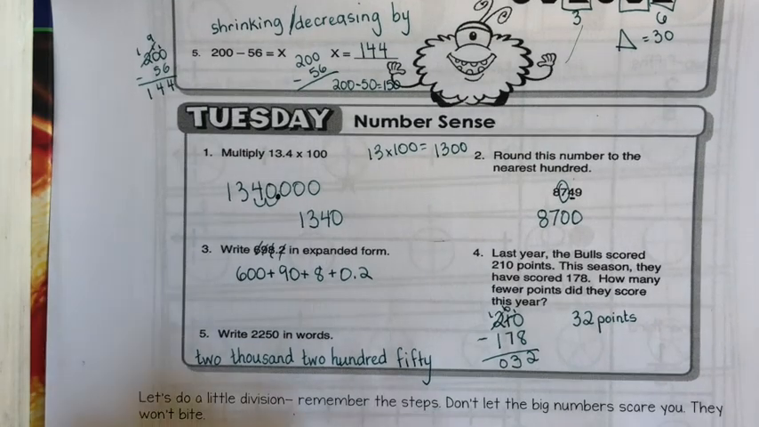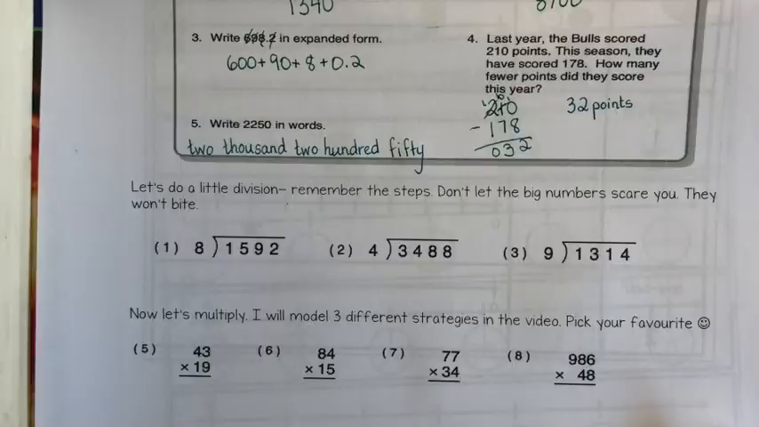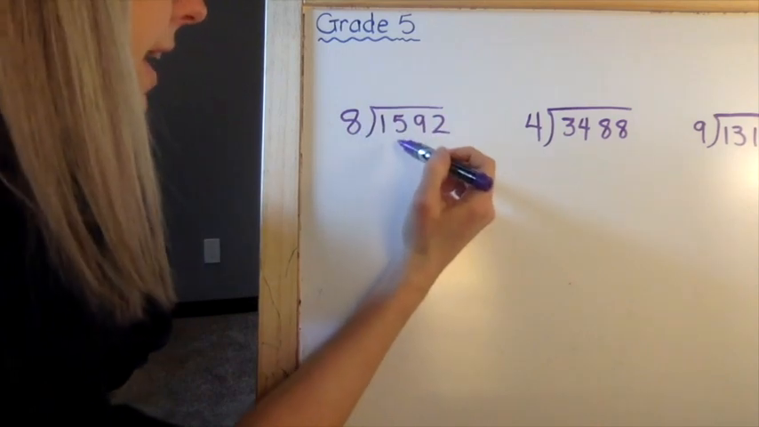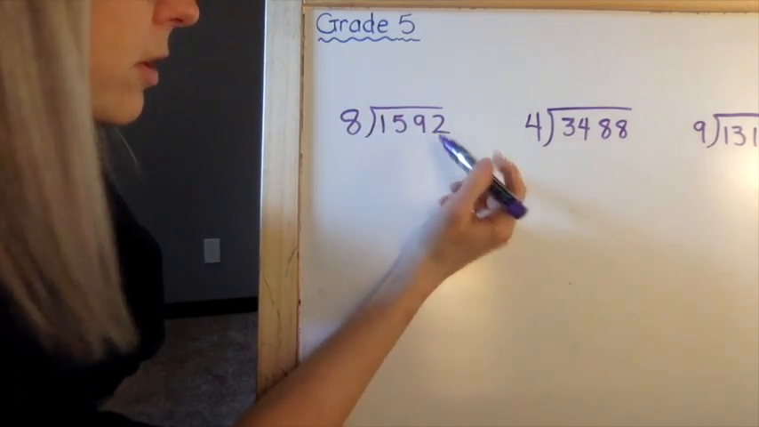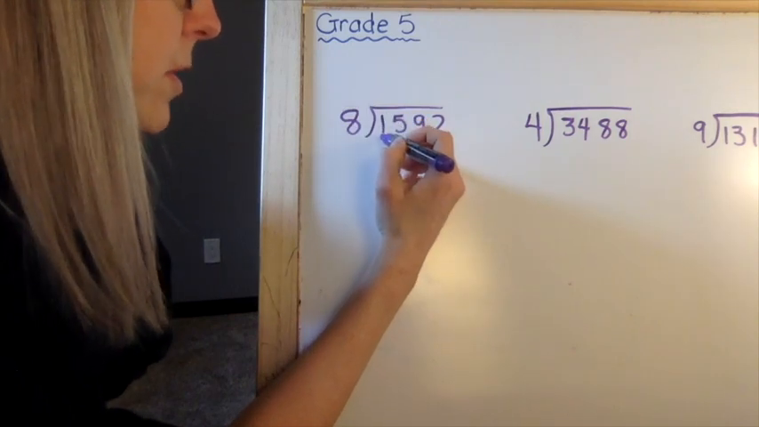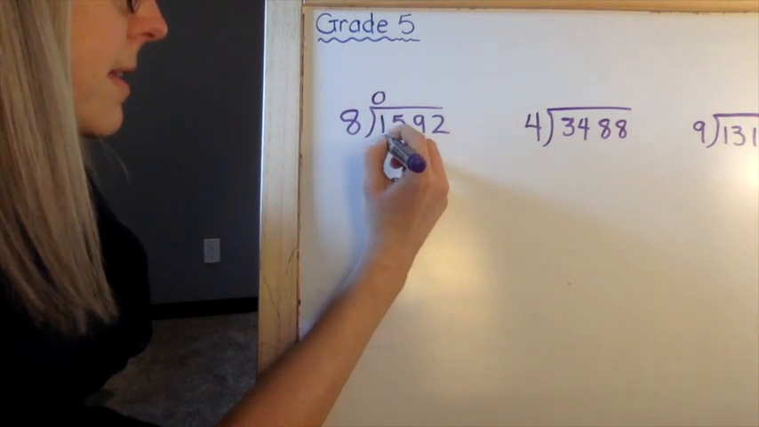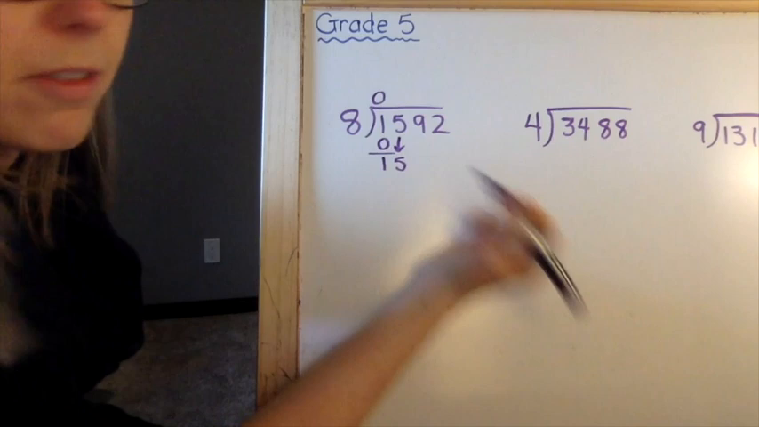Okay, now we're going to switch over to the whiteboard view for the next 2 sections. We're going to be dividing some bigger numbers here, but like I said on your sheet, these numbers don't bite. It will be okay. So the first thing we're doing is how many times can 8 go into 1,592? So I start, how many times does 8 go into 1? 0 times. 8 times 0 is 0. The 1, I'm going to bring down this 5, so I'm working with 15.